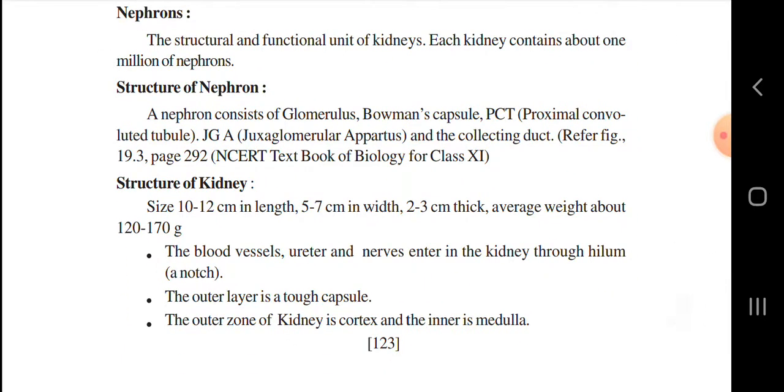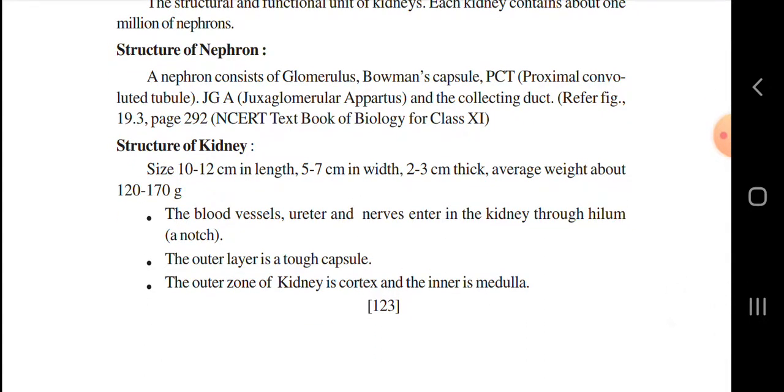As you know, the nephron is the structural and functional unit of the kidney. So let us now know about the kidney. The size of the kidney is 10 to 12 centimeter in length, 5 to 7 centimeter in width and 2 to 3 centimeter thick, and the weight of the kidney is around 120 to 170 gram. So this is the information about the kidney, its weight and length. Next, its work, what function it does. They may ask the function, weight and other things about the kidney.